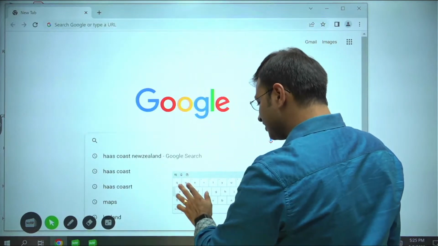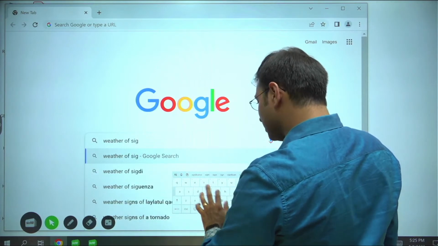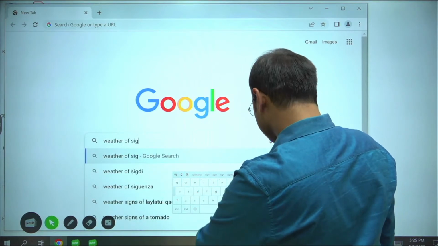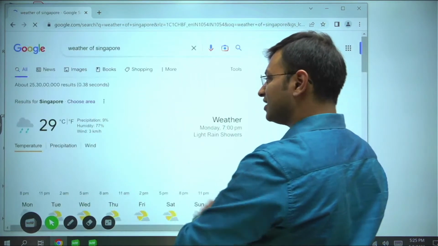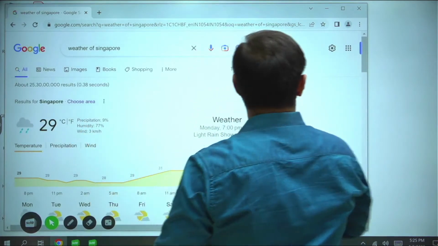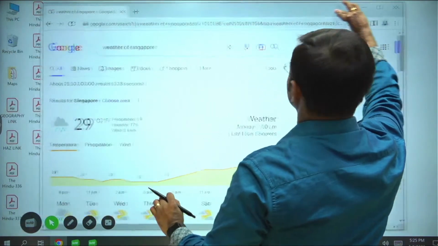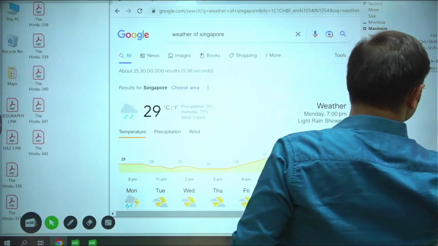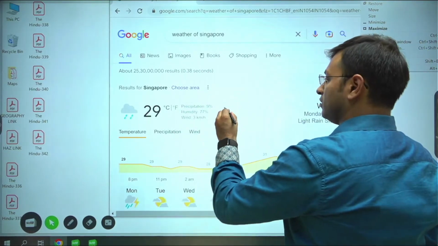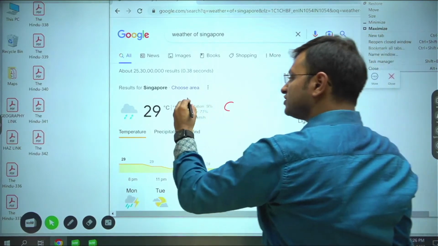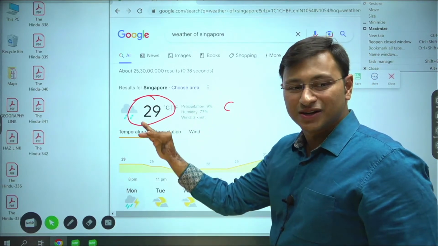So if I'm just searching for you all the weather of Singapore, where you understand the weather conditions. If you see this, the weather of Singapore right now is almost 29 degrees Celsius.